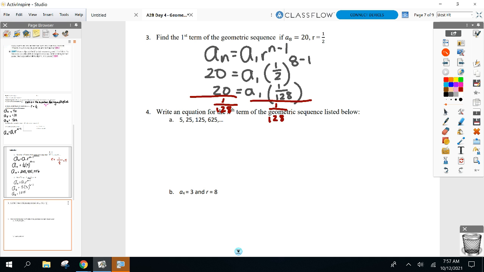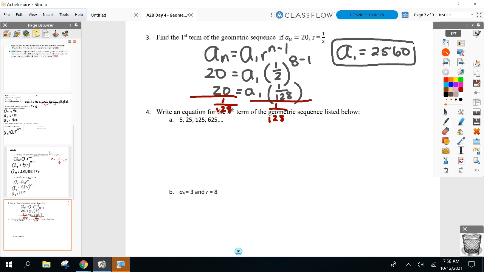So 20 divided by 1 over 128. Yep. So the first term is going to be 2,560. Questions from you guys?